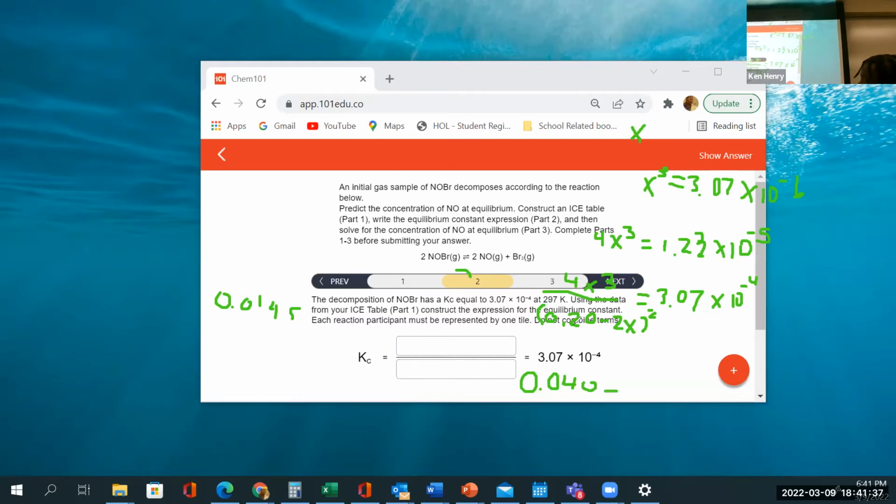Minus 2, so minus 0.08x plus 4x squared equals 3.07 times 10 to the minus 4. Okay, so then we bring this guy over.